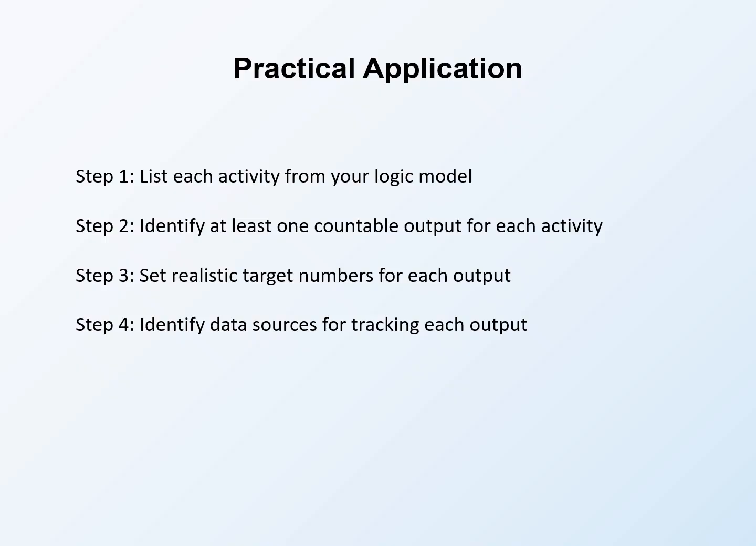Step 3. Set realistic target numbers for each output. Based on your resources and capacity, how many can you realistically achieve? Be ambitious but achievable. Step 4. Identify data sources for tracking each output. Where will the count come from? Sign-in sheets, service logs, distribution records, or other sources should be specified.